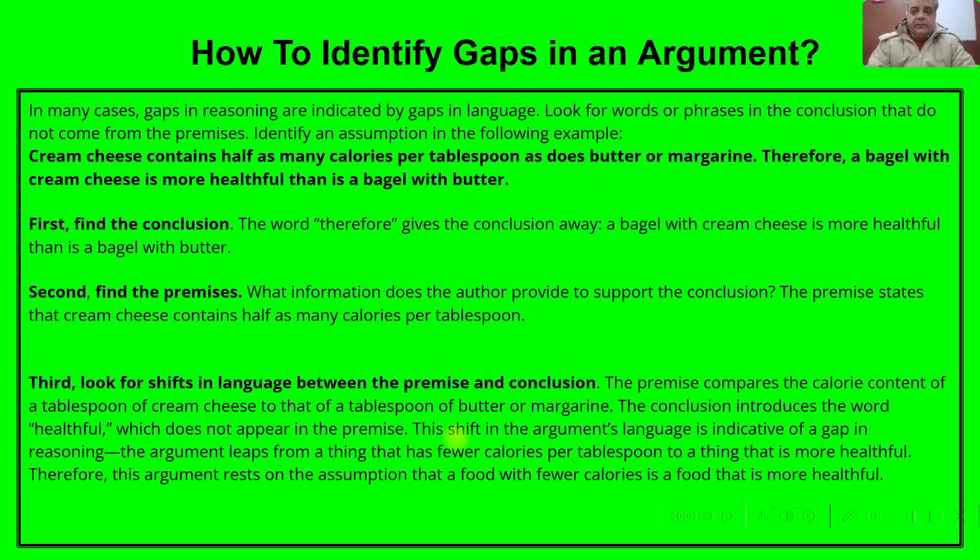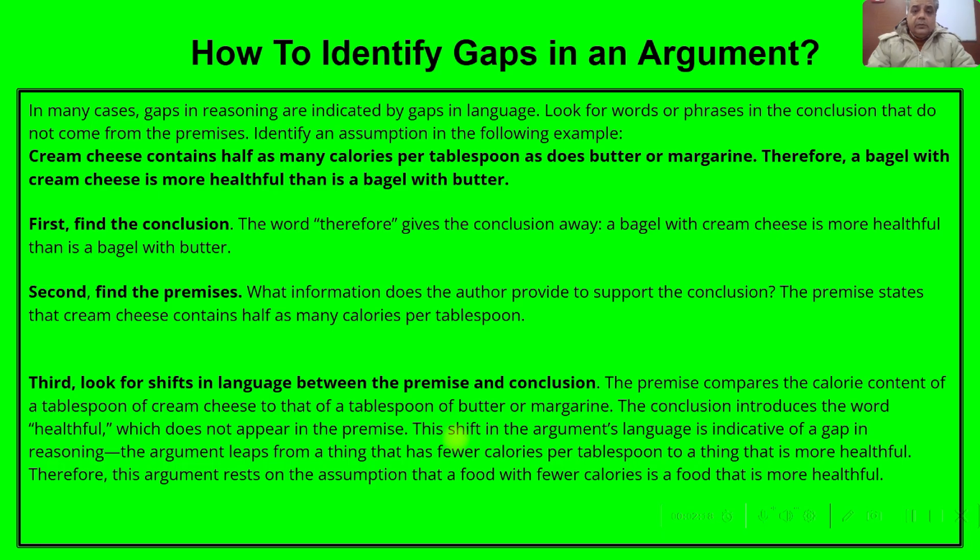Second, find the premise. So obviously we ask the question, what information does the author provide to support the conclusion? That information is that cream cheese contains half as many calories per tablespoon as does butter or margarine. On the basis of this information, the author gives a conclusion that a bagel with cream cheese is more healthful than is a bagel with butter. So obviously the first line is the premise. The premise states that cream cheese contains half as many calories per tablespoon.